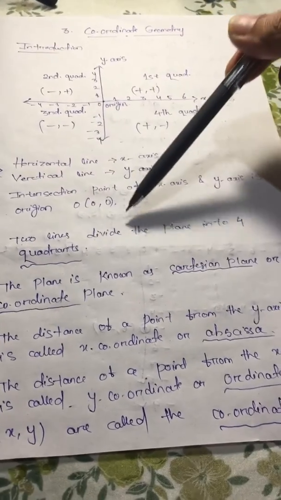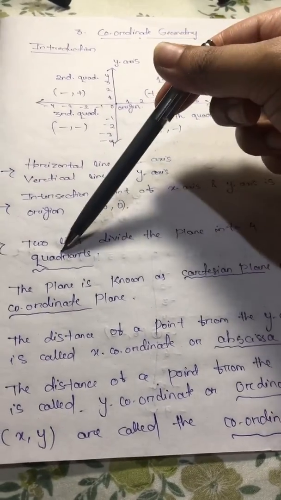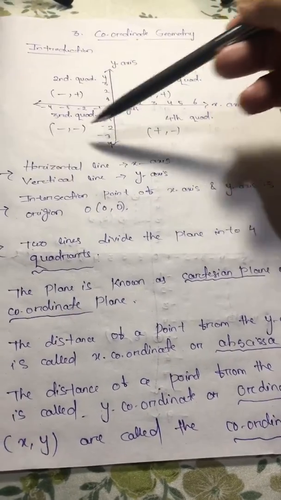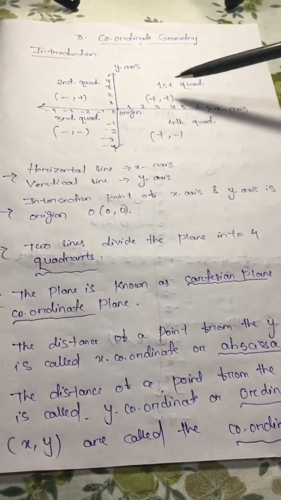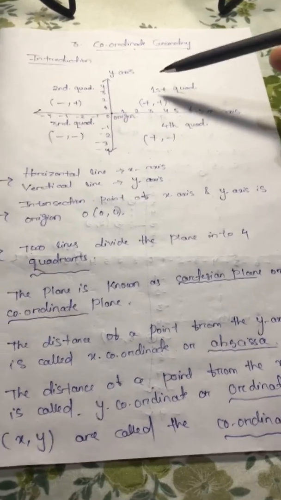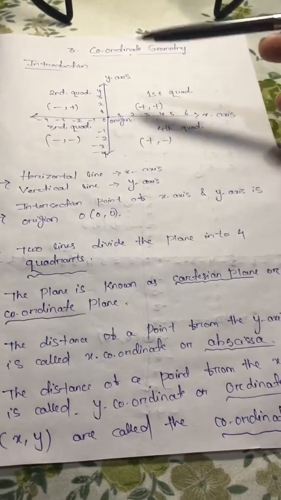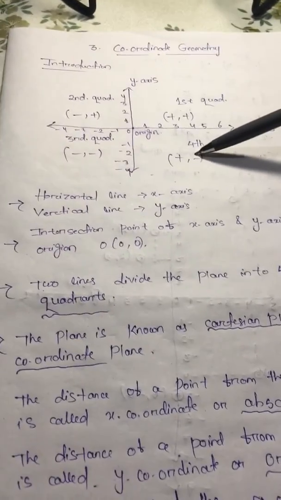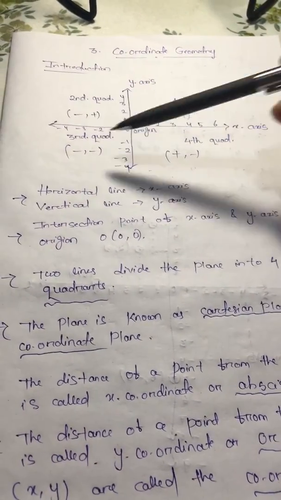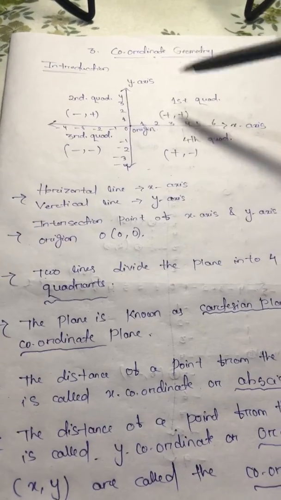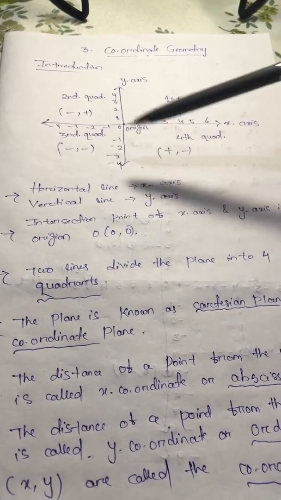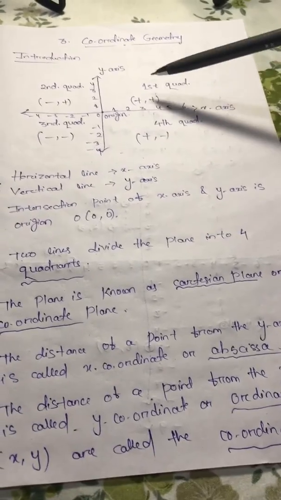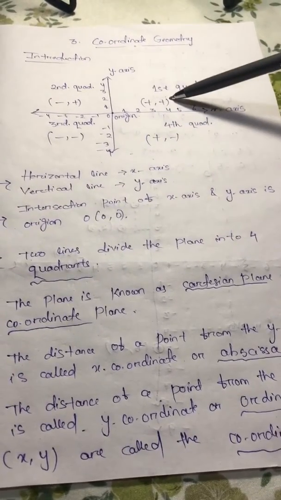So these two lines divide the plane into 4 quadrants. Remember, these two lines divide this plane into 4 parts, and these 4 parts are known as your quadrants. This is your first quadrant, this is your second quadrant, this is your third quadrant, and this is your fourth quadrant. In the first quadrant all the points will always be positive. X is positive, y is also positive.